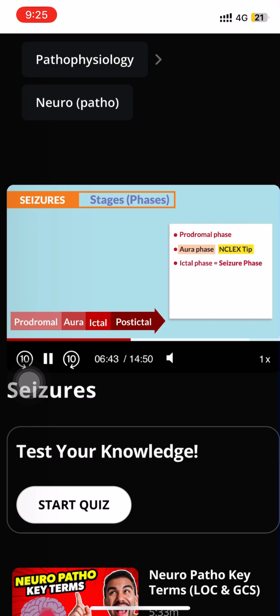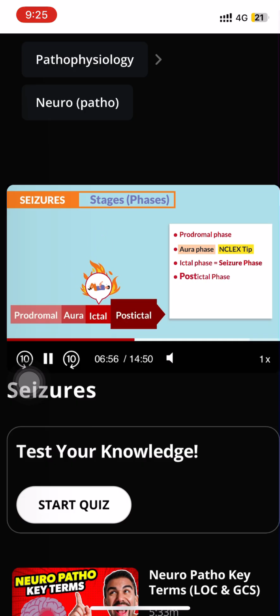Now next we have the ictal phase. This is the actual seizure phase. So just think ignition or igniting phase for ictal phase, since it's the actual period during the active seizure. Then comes the post-ictal phase. So this is the hangover phase. Let the name help you: post meaning after, ictal meaning that ignition. So after this igniting phase.